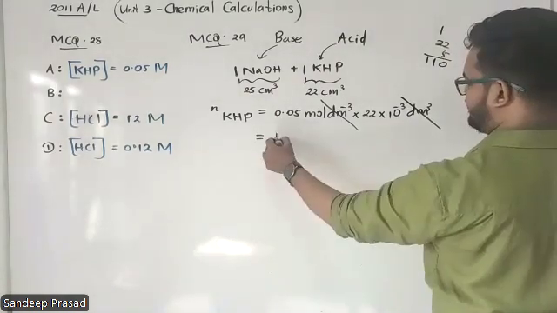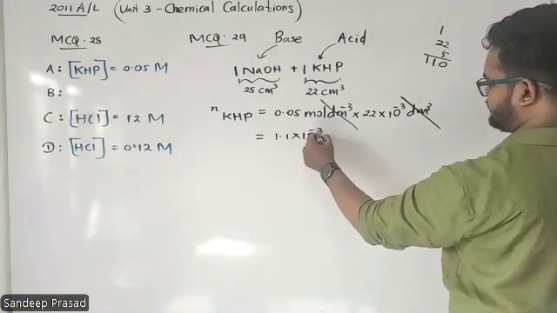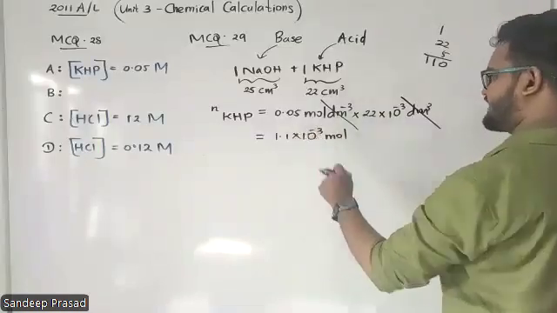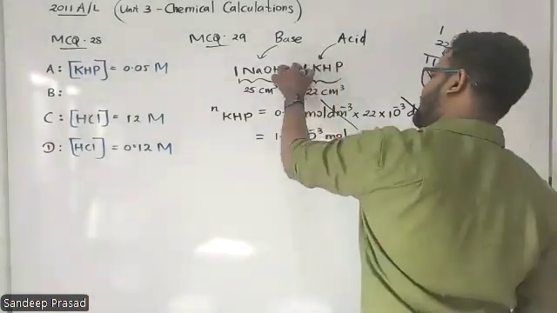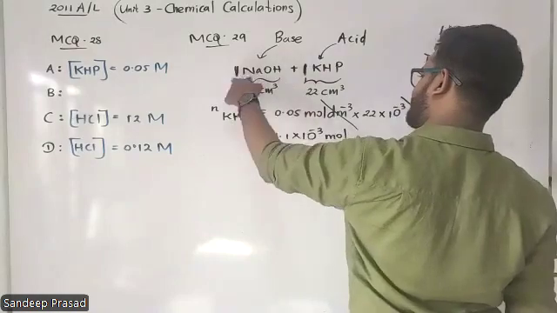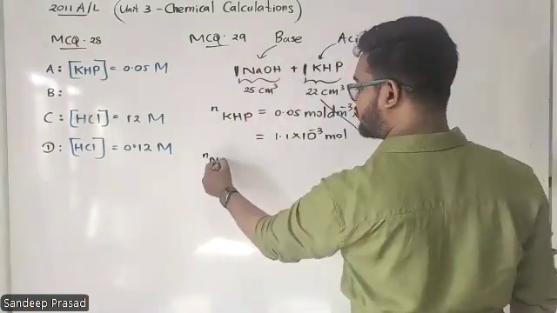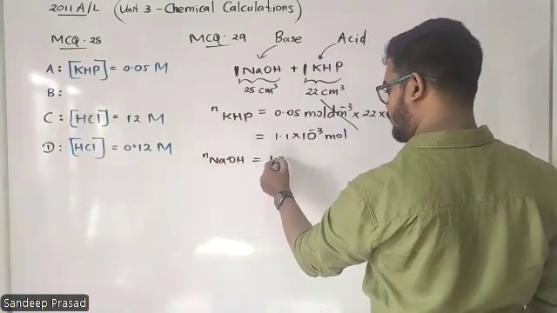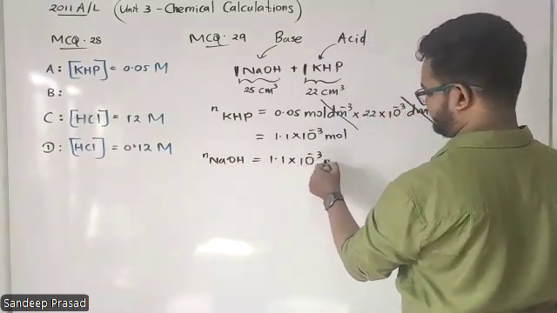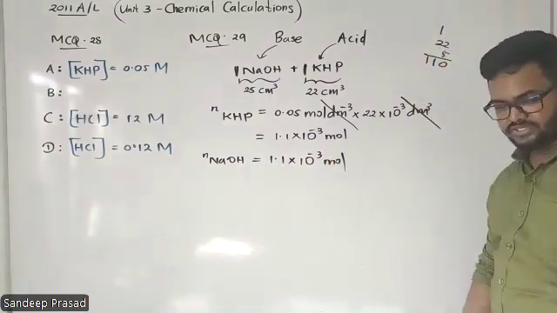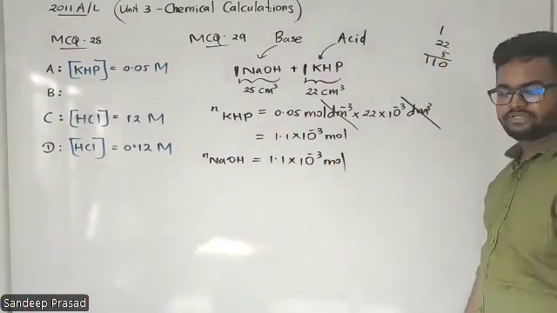In 1.1 × 10^-3 moles, these are the potassium hydrogen phthalate. Potassium hydrogen phthalate and sodium hydroxide react with stoichiometry 1:1. Then what is the sodium hydroxide moles reacted? 1.1 × 10^-3. Can you understand? 1.1 × 10^-3.